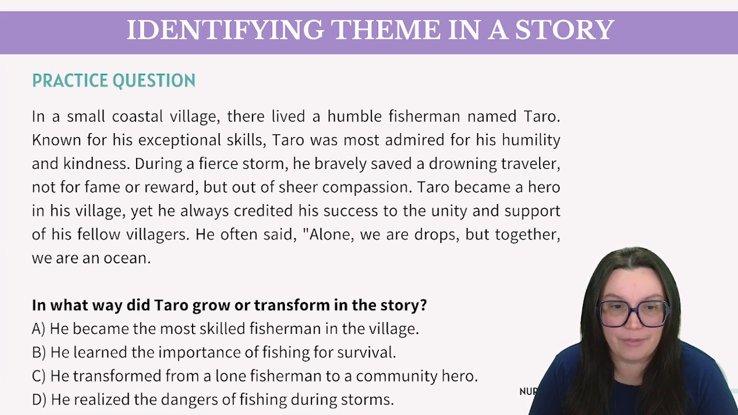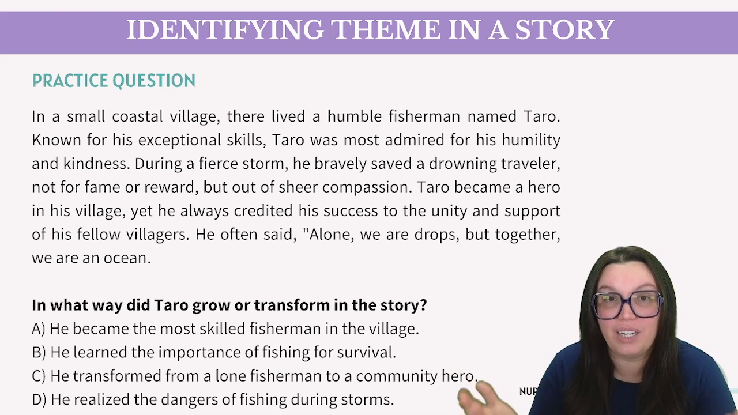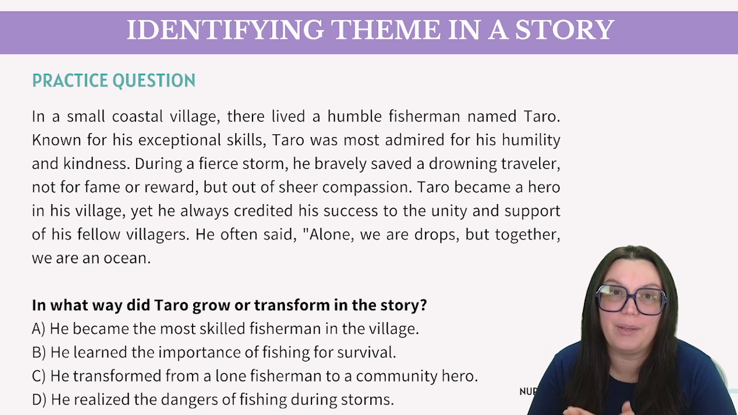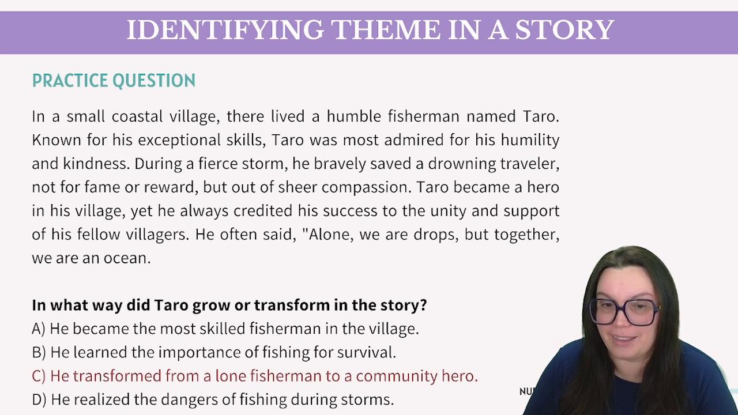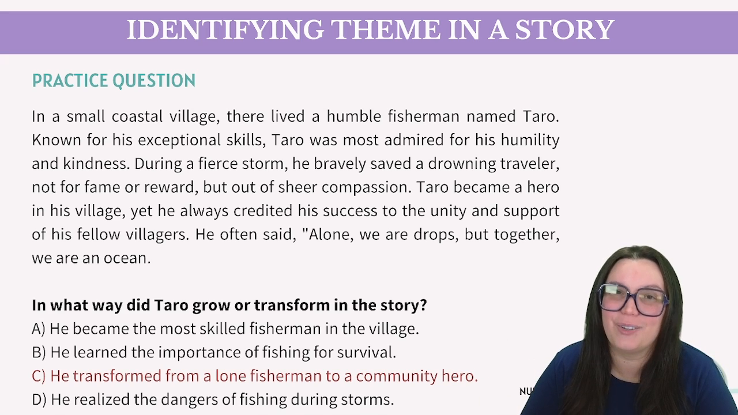But lastly, we have D, he realized the dangers of fishing during the storms. Well, really the end of it was more about community, more about him becoming a hero and him saying that I'm only as good as my community. So we can automatically eliminate that. So out of all the answers that we have available to us, C is the correct answer.